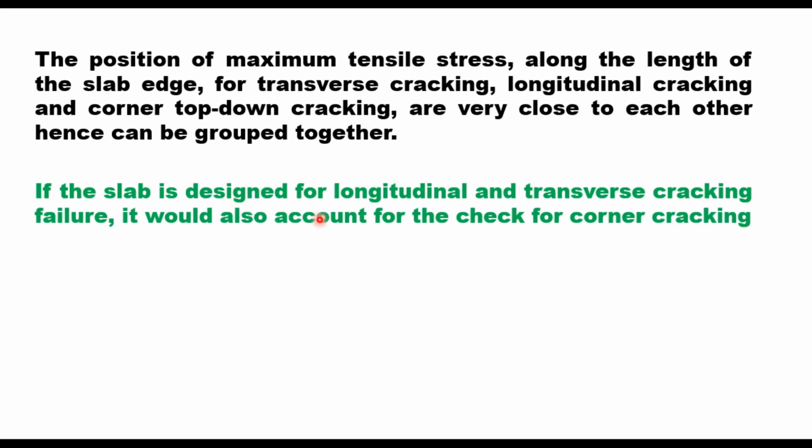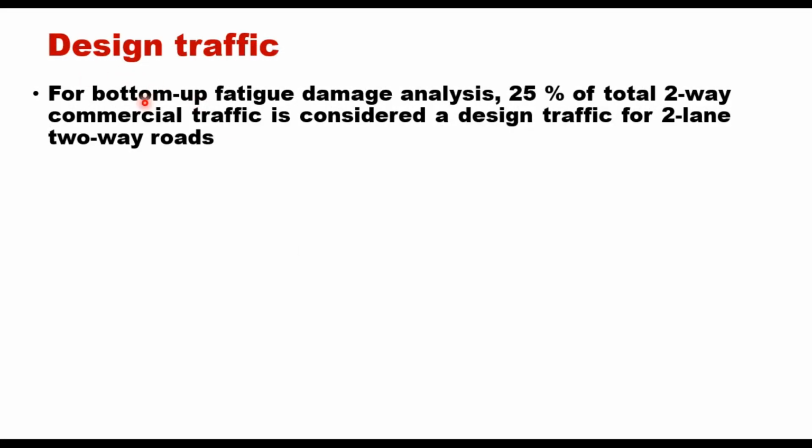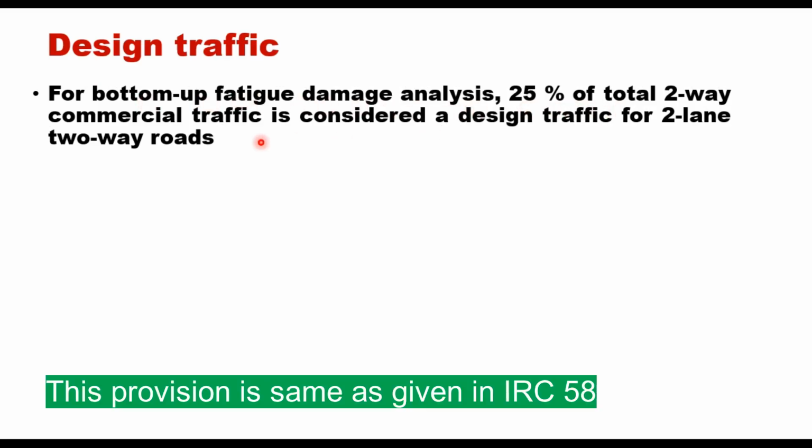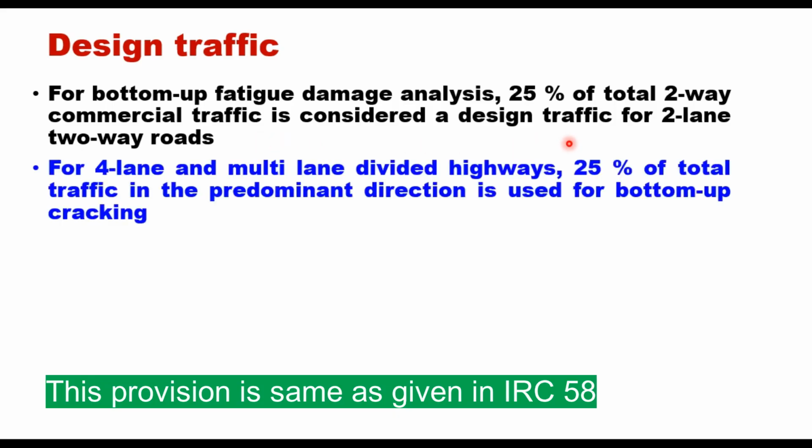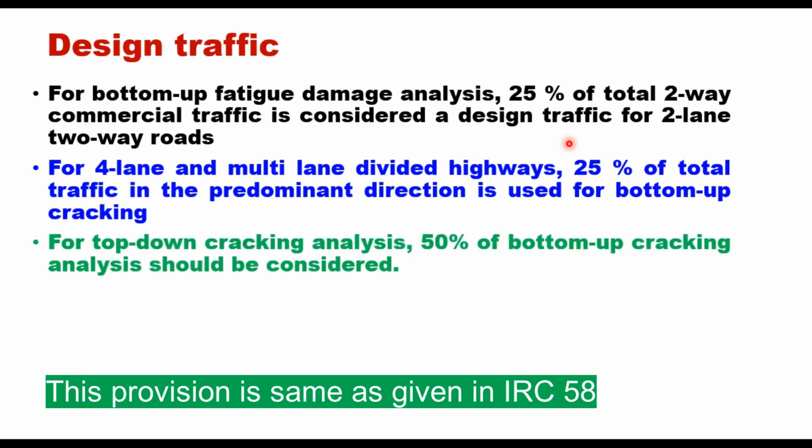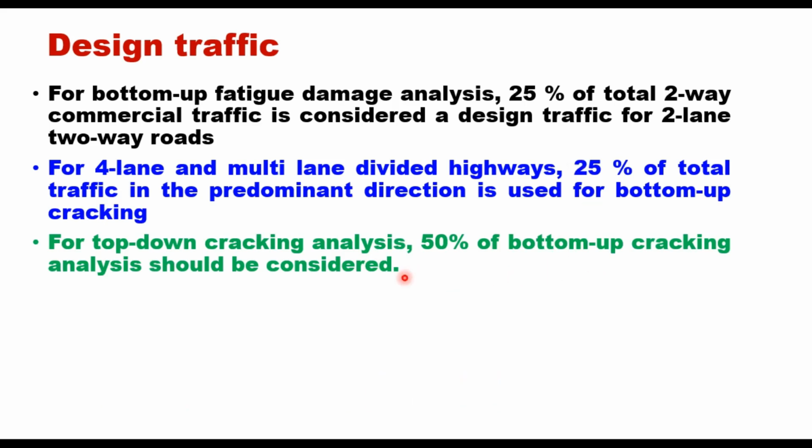If the slab is designed for longitudinal and transverse cracking failure, it would also account for the check for corner cracking. Next is design traffic. For bottom-up fatigue damage analysis, 25% of total two-way commercial traffic is considered as design traffic for two-lane, two-way roads. For four-lane and multi-lane divided roadways, this 25% of total traffic in the predominant direction is used for bottom-up cracking. For top-down cracking analysis, 50% of the bottom-up cracking traffic should be considered.